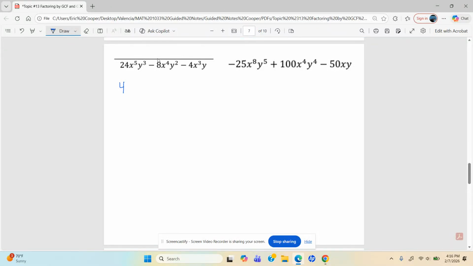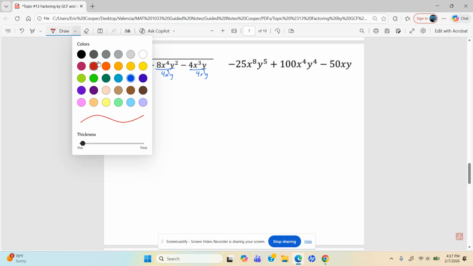Each of the terms have an x. I'm going to take out an x^3 because that is the smallest x I have here. And each of the terms have a y. So I'm going to take out a y. So I'm going to divide everything by 4x^3y. Again, divide the numbers and subtract the exponents.